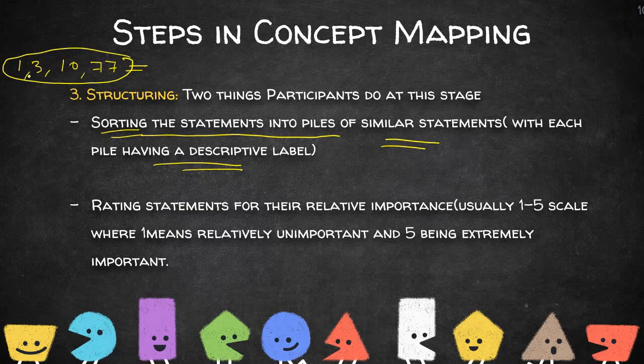Next, you also rate the statements for their relative importance to the focus, to the idea, where you assign 1 to those which are relatively unimportant and 5 to those which are extremely important. So you do two things. One is sorting the statements into different piles and rating each statement from 1 to 5, where 1 means relatively unimportant and 5 being extremely important.